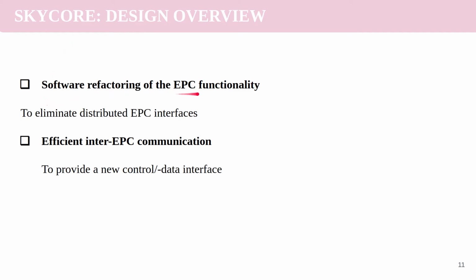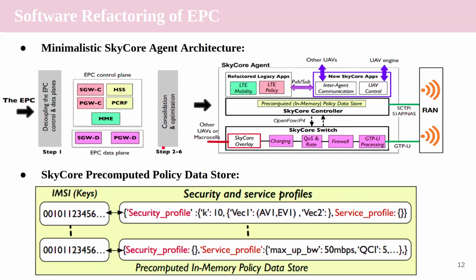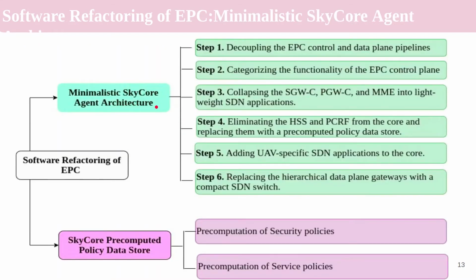SkyCore includes software refactoring of the EPC functionality and efficient inter-EPC communication that I'll explain. The software refactoring of EPC contains two parts: a minimalistic SkyCore agent architecture and a SkyCore pre-computed policy data store. The minimalistic SkyCore agent architecture includes some steps.